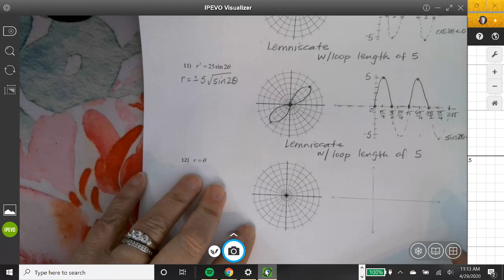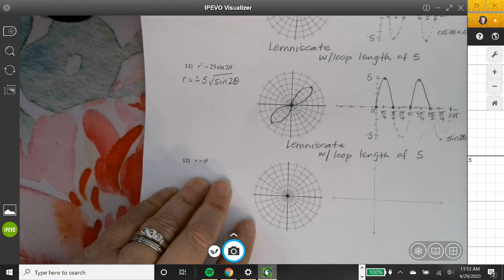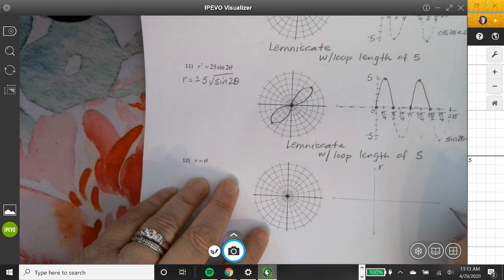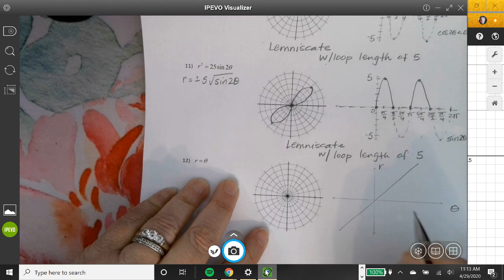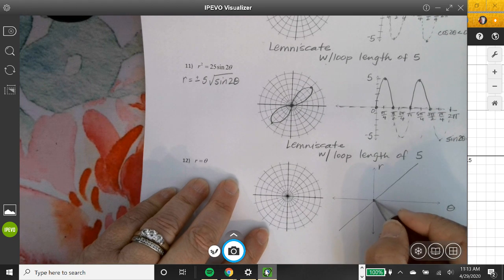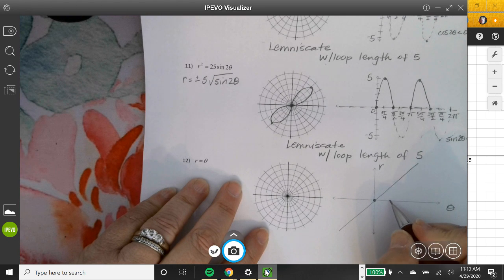Okay, well, what about this one? This is r equals theta. Well, that's almost like y equals x because this is r and this is theta. So I'm gonna graph a line like this. Okay, so let's plot some points. Well, obviously this is the pole. And then let's say I'm at pi over 2. Well, what is this point?